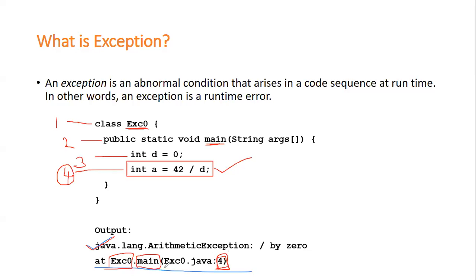Next you see exe0.java. It is the file name. In this file, exe0.java, there is a class called exe0, inside this class there is a main method, and inside this main method an exception has occurred at line number 4. What exception? That is java.lang.ArithmeticException. Why has it occurred? Because here I'm trying to divide by 0. So like this, you need to read your exception. Whenever exceptions occur, you need to interpret them.